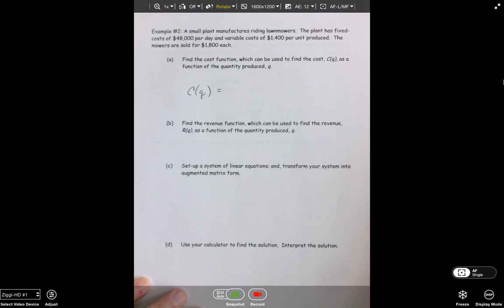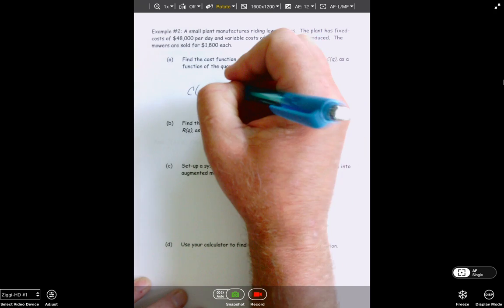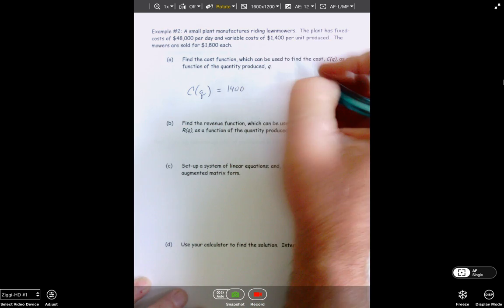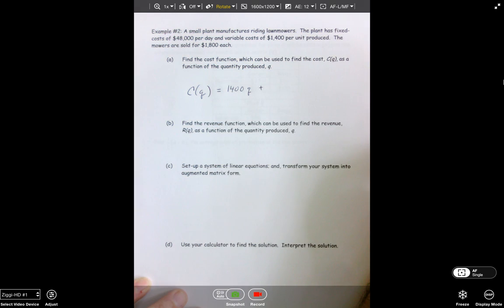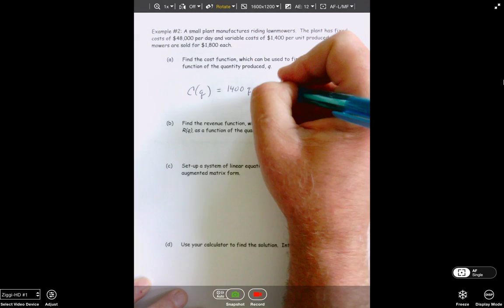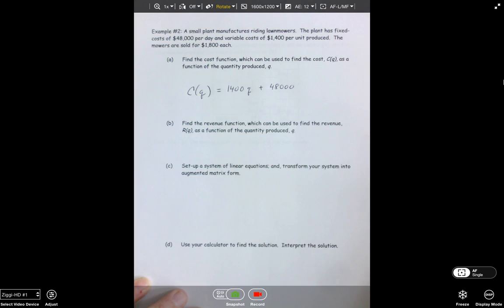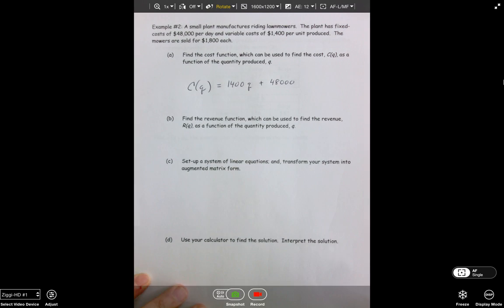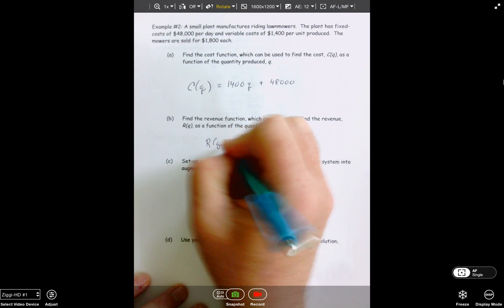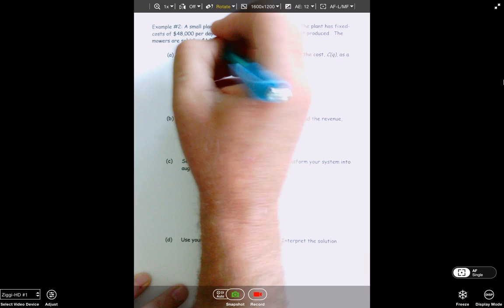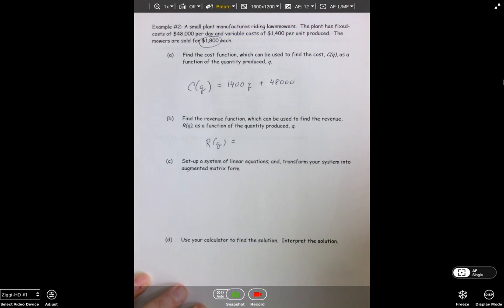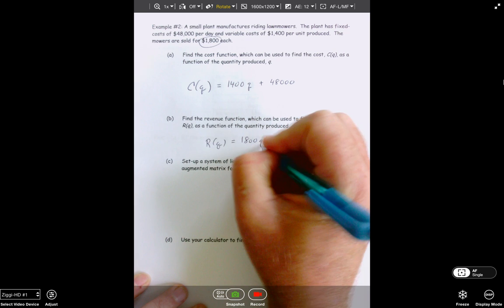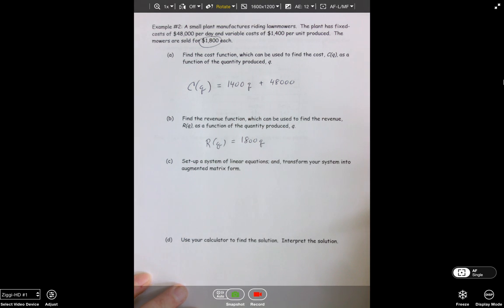It's actually just you have your fixed and your variable cost provided. So we need 1400 Q, which is our marginal cost or variable cost, and our fixed cost is 48,000. Easy stuff. The revenue function, R of Q, is just the amount that this lawnmower is sold at times the quantity that is sold. Now, set up a system of linear equations and transform your system into augmented matrix form.